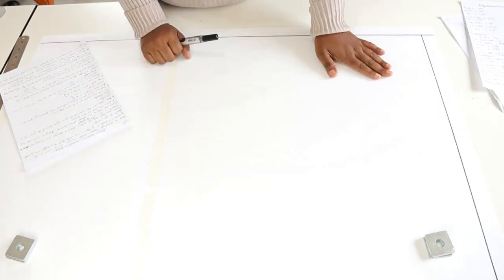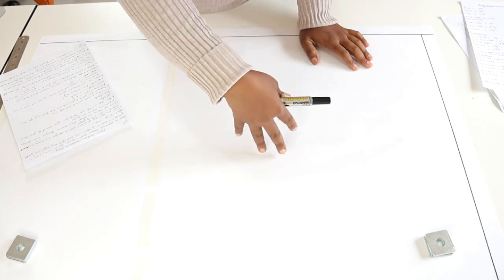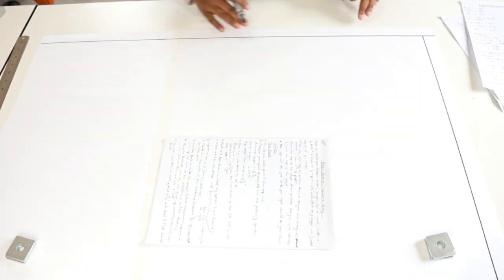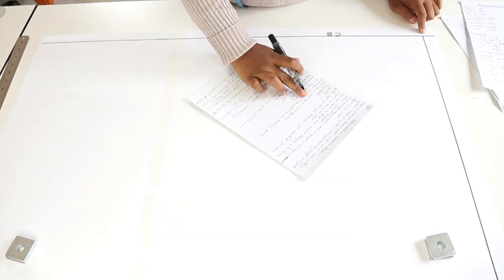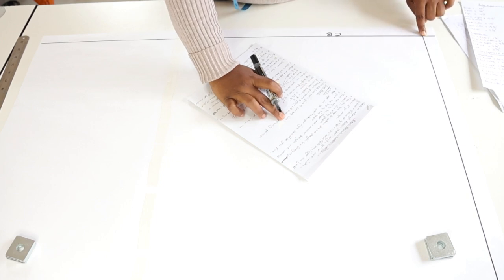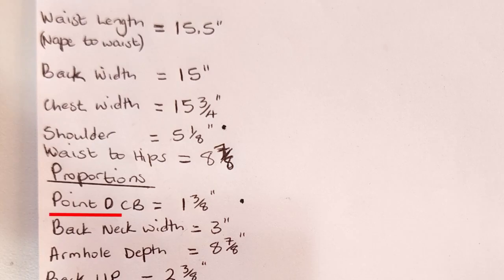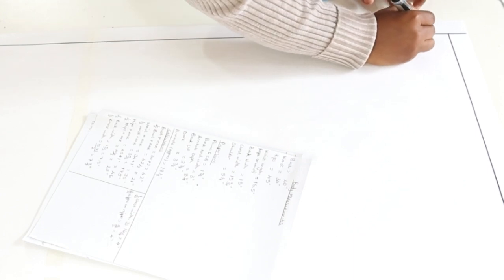So we are going to start by drafting the back of our basic bodice on the left, and then we are going to draft the front of our basic bodice on the right. And this line is our center back, CB. On the center back line, we are going to mark point 0 from the top of the line. This is the top of our line. So we are going to measure down 1 and 3/8 of an inch and then mark point 0. We measure 1 and 3/8 of an inch. Then we are going to label it as point 0.